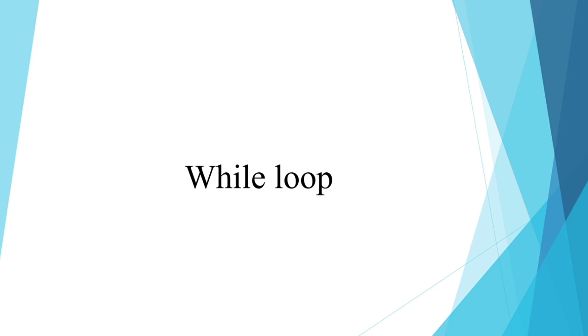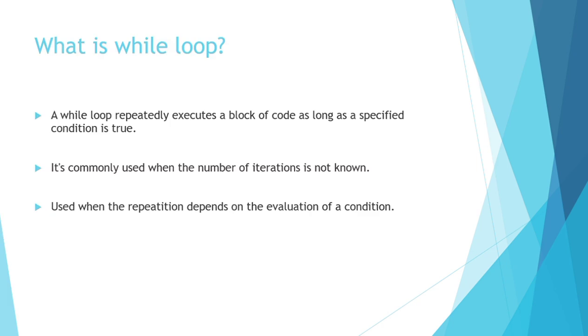Ready? Let's jump in. Imagine you're trying to fill a bucket with water. You'll keep pouring water until the bucket is full. Once it's full, you stop. This keep pouring until full is exactly how a while loop works. In programming, a while loop allows us to repeat a set of instructions while a condition is true. The moment the condition becomes false, the loop stops.